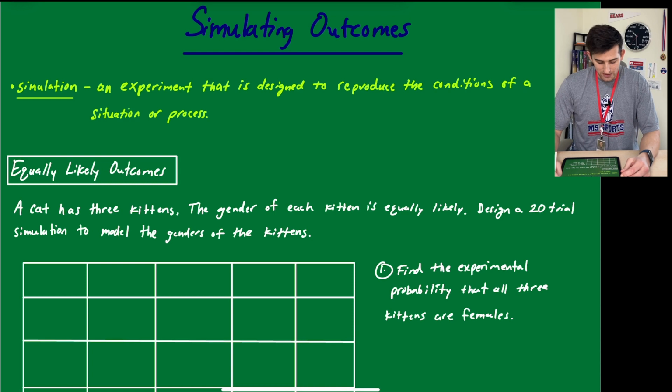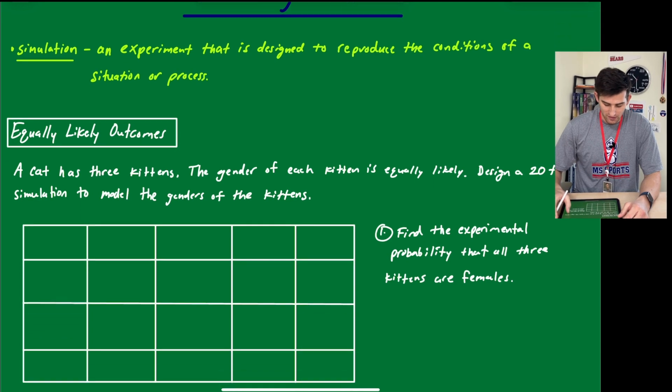So we're going to take an example here where we have equally likely outcomes of our events, and then we have not equally likely outcomes of our events. And we're going to see the difference between the two. So let's look at our first example.